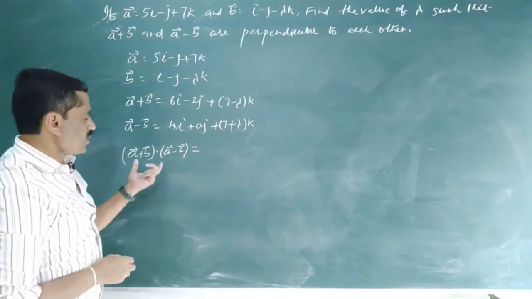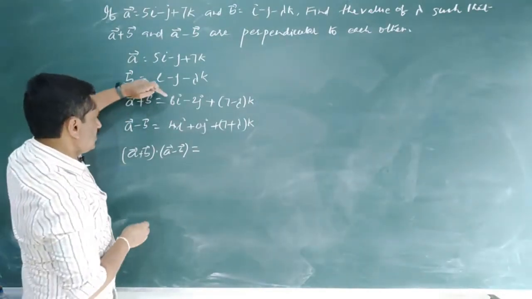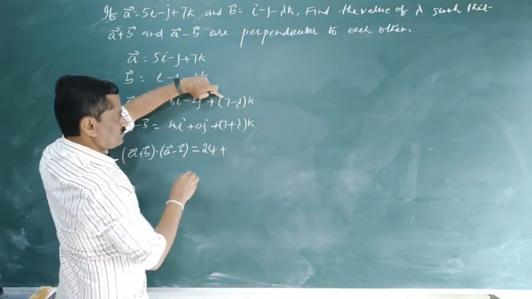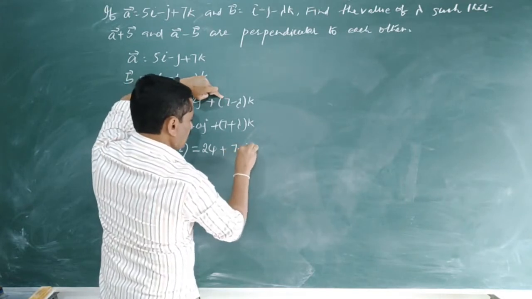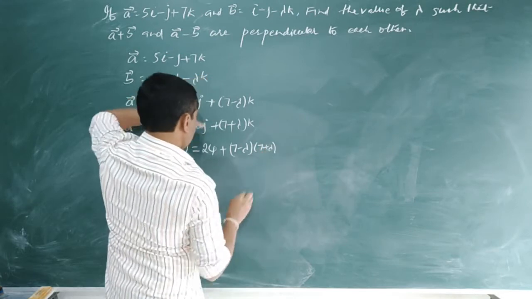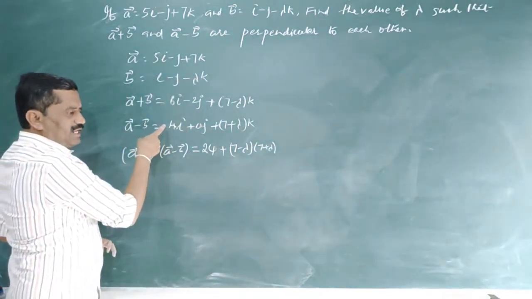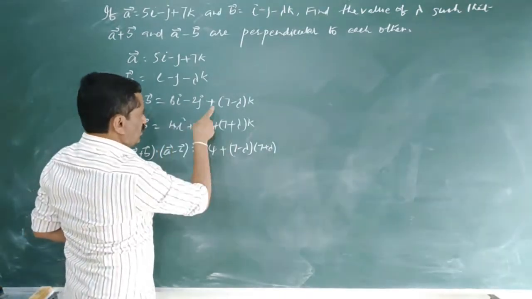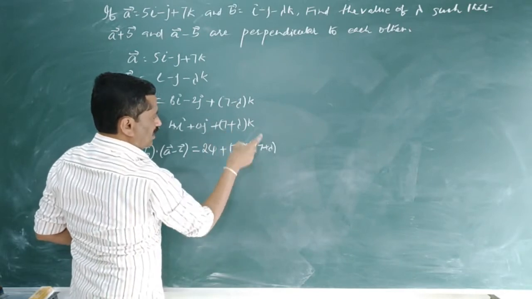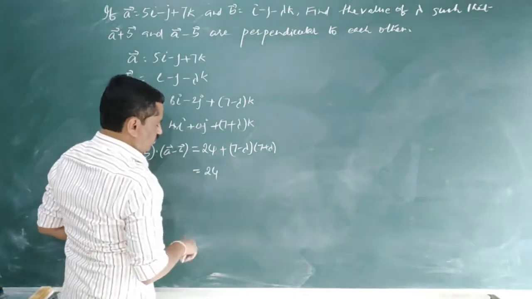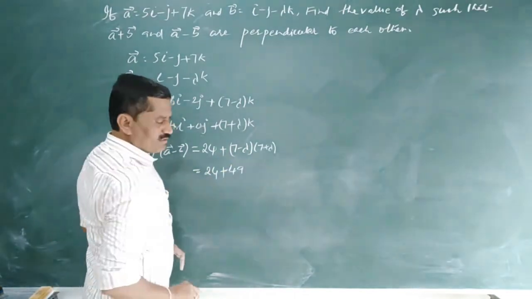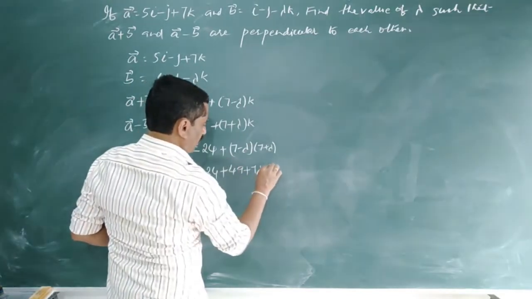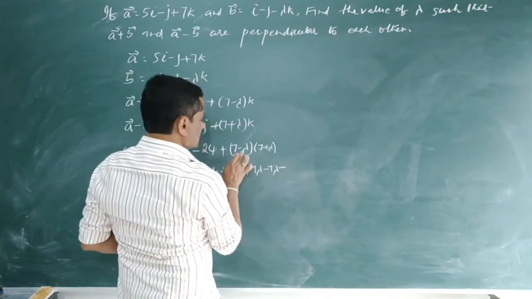So that is A bar plus B bar dot A bar minus B bar. We know how to find the dot product of two vectors, multiplying and adding the corresponding scalar components. So that is 6 into 4, we have 24, minus 2 into 0, we have 0, again 7 minus lambda into 7 plus lambda. Simplification of this: 24 plus 7 into 7, we have 49, 7 into lambda, that is plus 7 lambda, minus lambda into 7, we have minus 7 lambda, and minus lambda into lambda, lambda square.